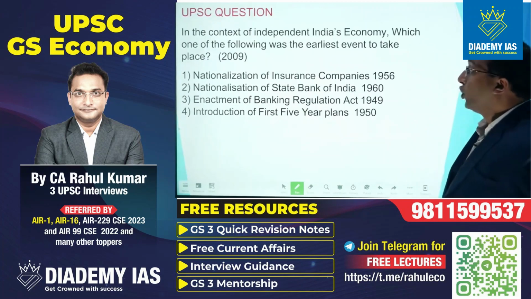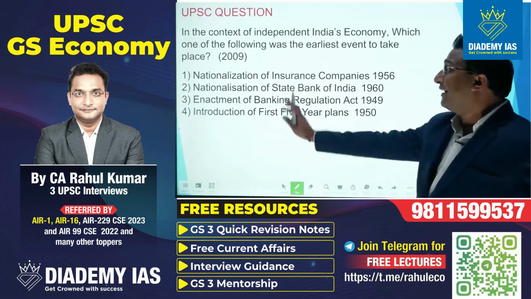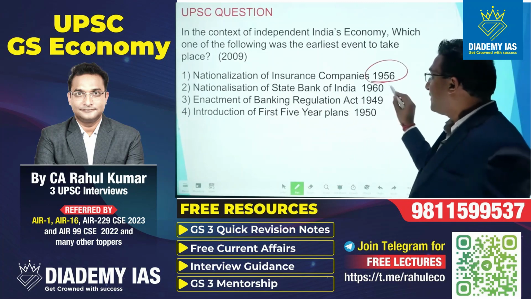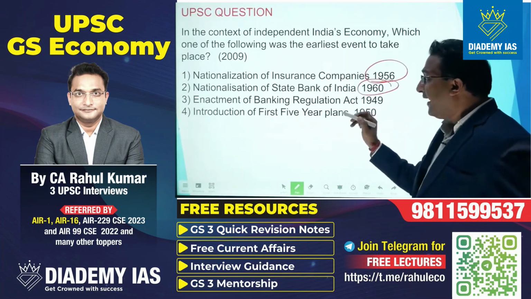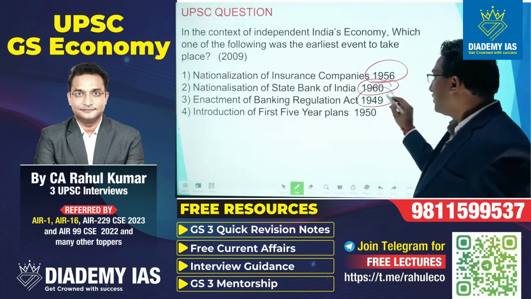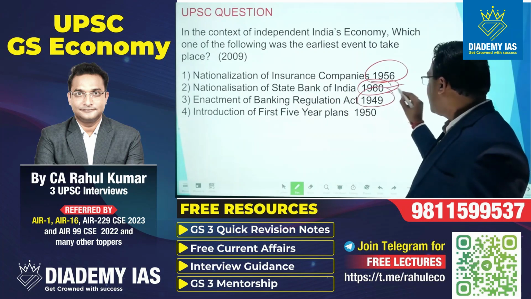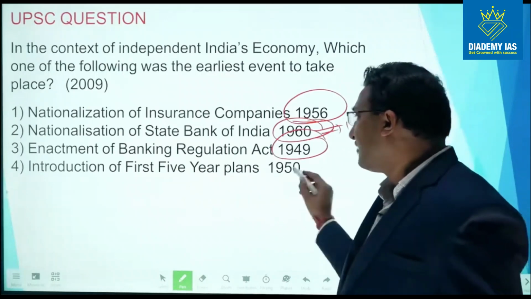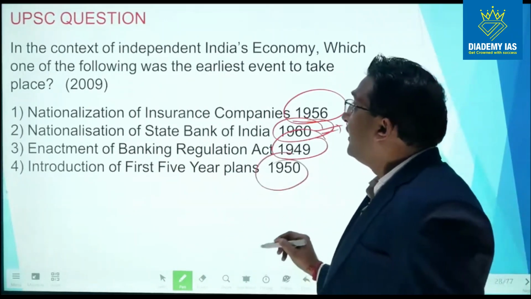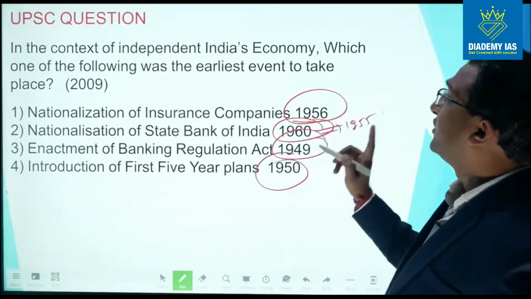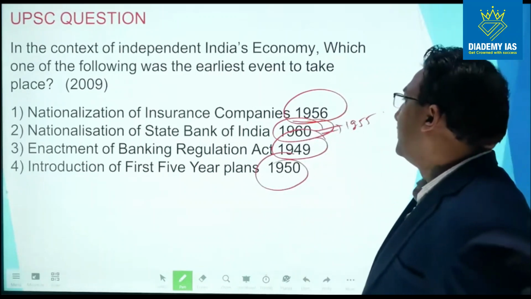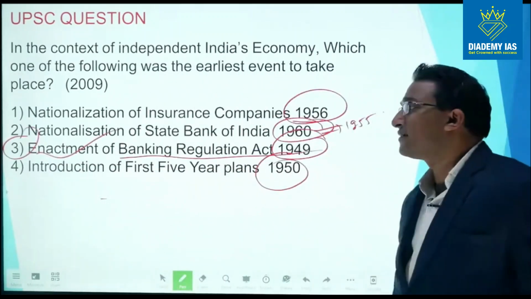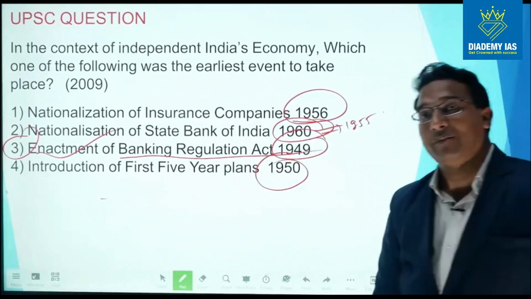So coming to the answer, nationalization of the insurance companies started in 1950. Nationalization of the State Bank was done in 1955. Enactment of the Banking Regulation Act was in 1949. Introduction of the first 5-year plan was in 1950. So in the context of India's economy, which of the following was the earliest event to take place? It is basically the enactment of the Banking Regulation Act, right? So this is the first event to take place, right?